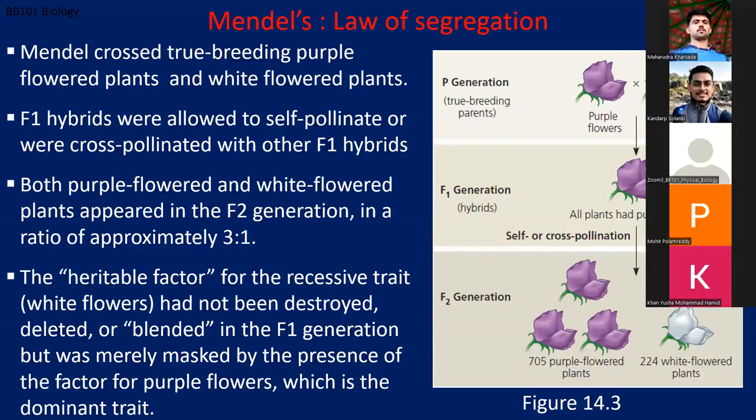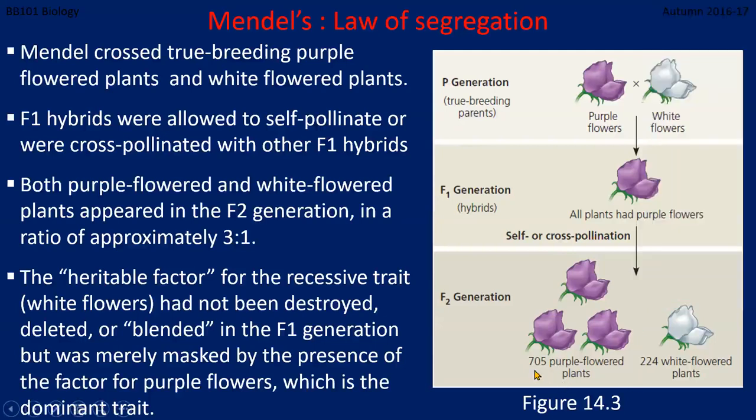So when you think about this F2 generation, in total he could see somewhere about 705 purple flower plants and 224 white ones. So this particular ratio is 3:1, which is 3 purple flowers, and for each 3 purple flowers there will be 1 white flower. This is an approximate ratio.